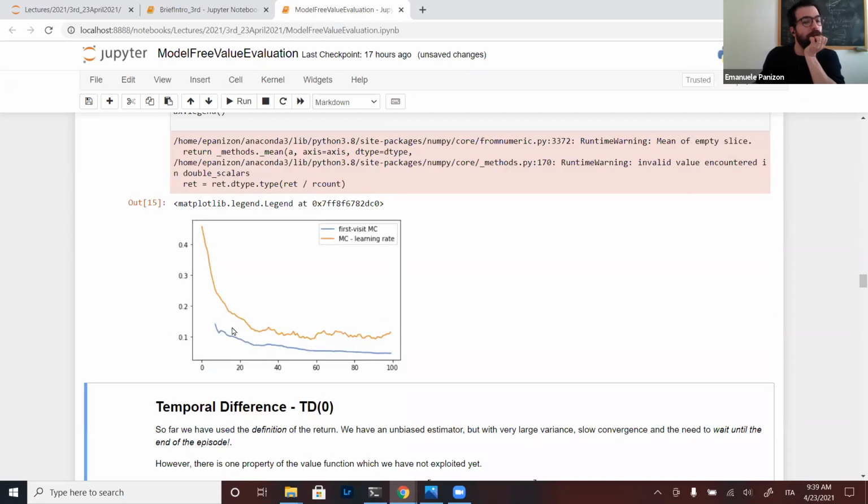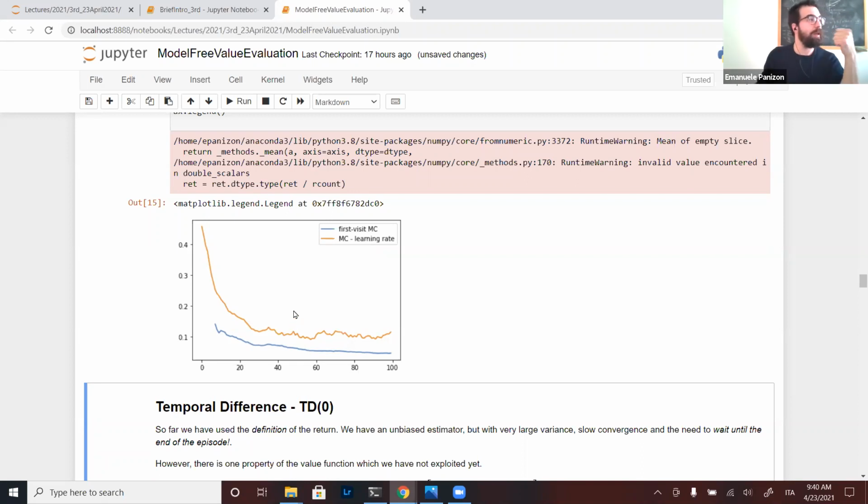Okay, so this is a typical efficiency curve. You can see that the first visit Monte Carlo is rather robust. It goes to 0 quite well. This is the error for all the episodes. So after 100 episodes, the average error for the first visit Monte Carlo is rather small. And you can see that the Monte Carlo with a constant learning rate actually learns quite well and then fluctuates around a bit.